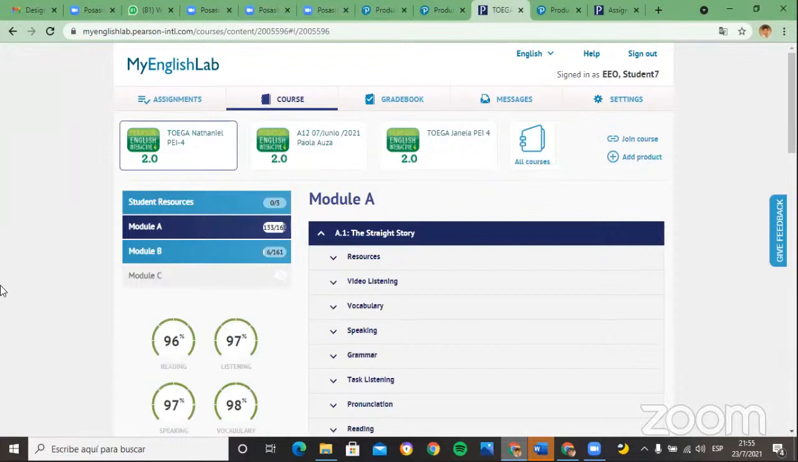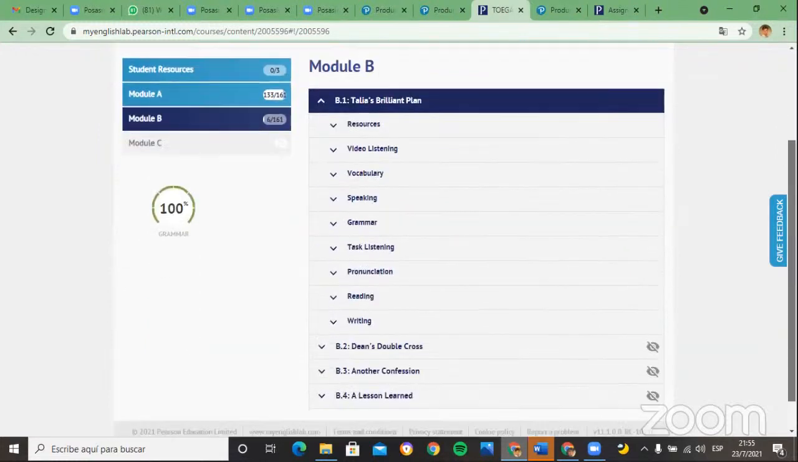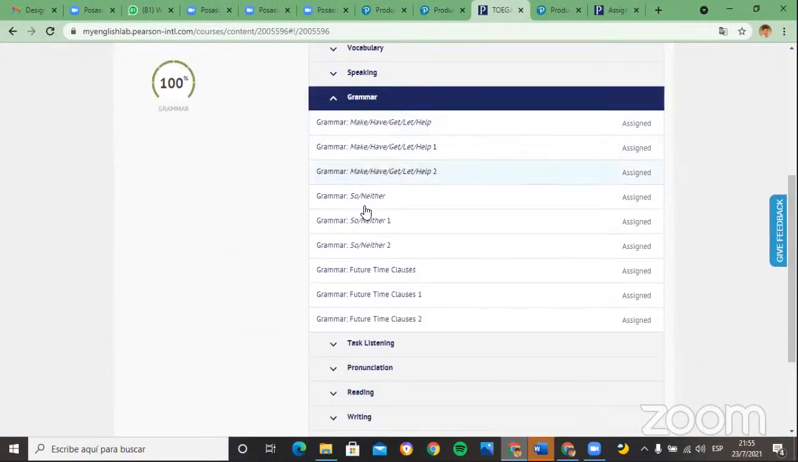Where do you want me to go? Okay, we are in model B. Yes, exactly. B1, the grammar part, right? Exactly. The future time clauses. Yes, that one, that's okay.